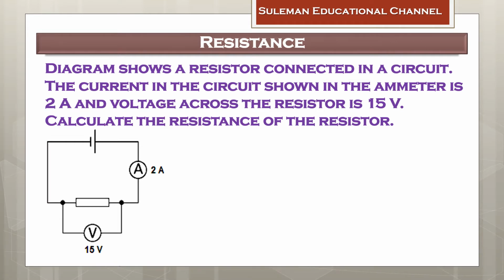So the formula for the resistance is R equal to V divided by I. Substituting the values of V and I in this formula, R is equal to 15 divided by 2, because the voltage is 15 volt and the current is 2 ampere. So the resistance is equal to 7.5 and the unit of resistance is ohm. From the diagram you can see that the voltmeter is connected in parallel with the resistor and the ammeter is connected in series with the resistor.